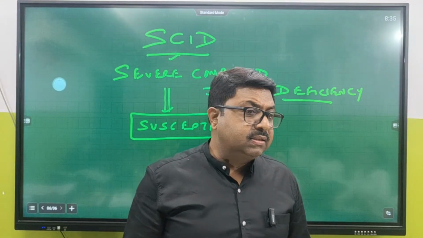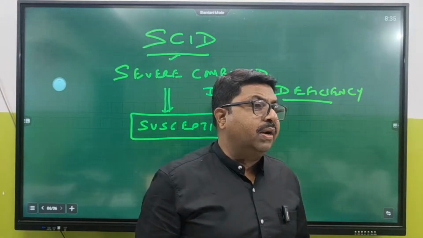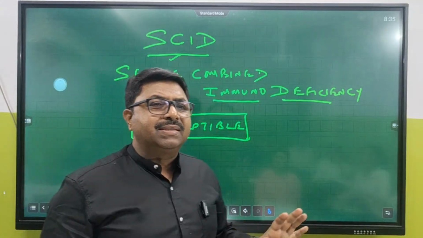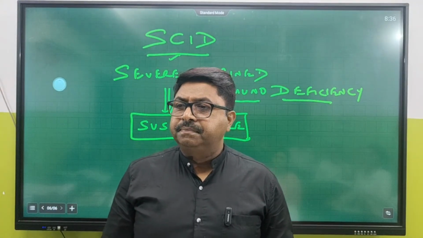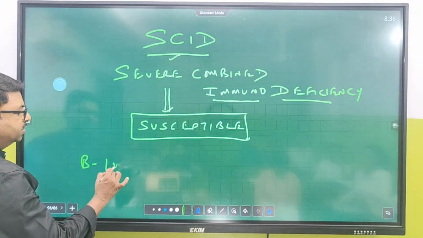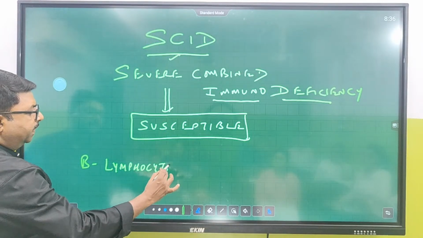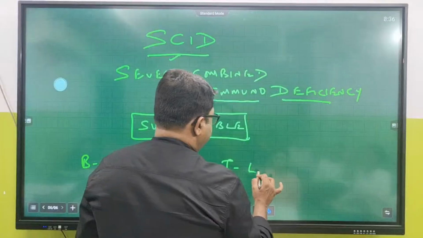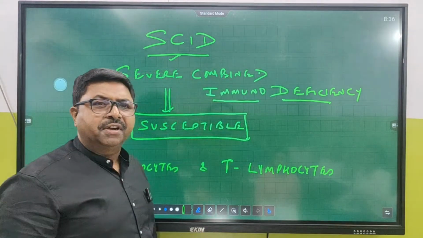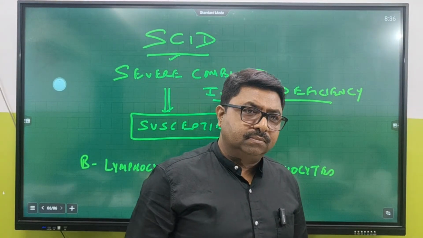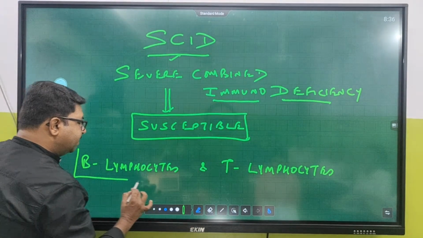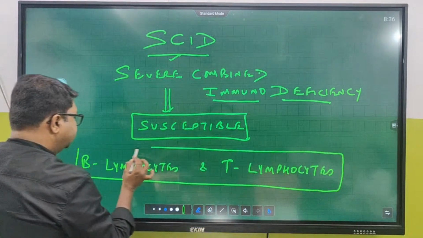So SCID is close to AIDS. In AIDS also, acquired immunodeficiency syndrome, what is deficient? The immune system. Tell me the cells which make the immune system of your body. B lymphocytes and T lymphocytes. They help in what, humoral immunity or cell-mediated immunity? B lymphocytes humoral and T lymphocytes cell-mediated. Together they make the immune system.